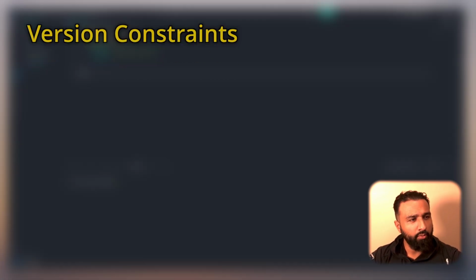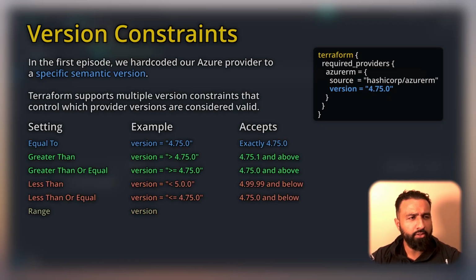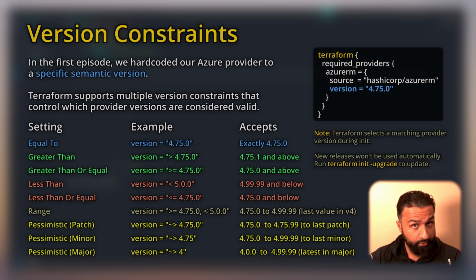In the beginner episode, we hard-coded an exact provider version, setting the version to be equal to something. That's perfectly fine for learning, but in real projects, you will want something a little more flexible. Terraform supports version constraints, allowing us to automatically receive compatible provider updates while avoiding unexpected breaking changes. So if we wanted to set our semantic version to be equal to, like we did in the last episode, we could do that. If we want it to be greater than a version, we could do that. We can even provide a range where we want it to be one version to another and nothing else.